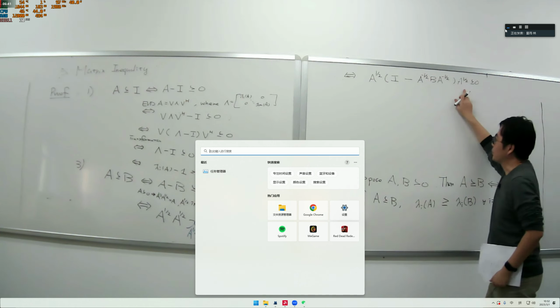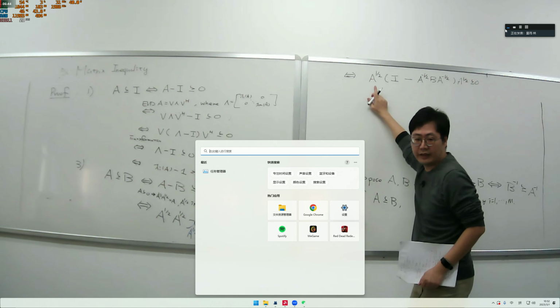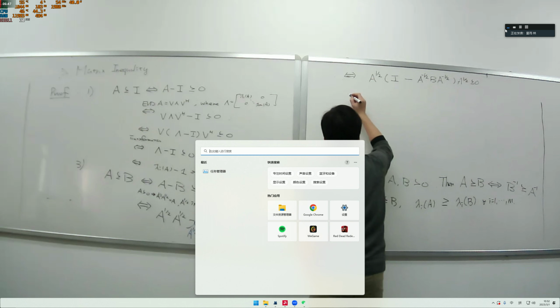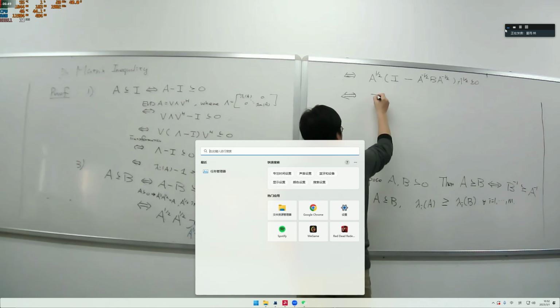Okay, then again, you apply the transformation, right? This A is square invertible, so this PSD implies the PSD of the guy in the middle, right? So this is A.